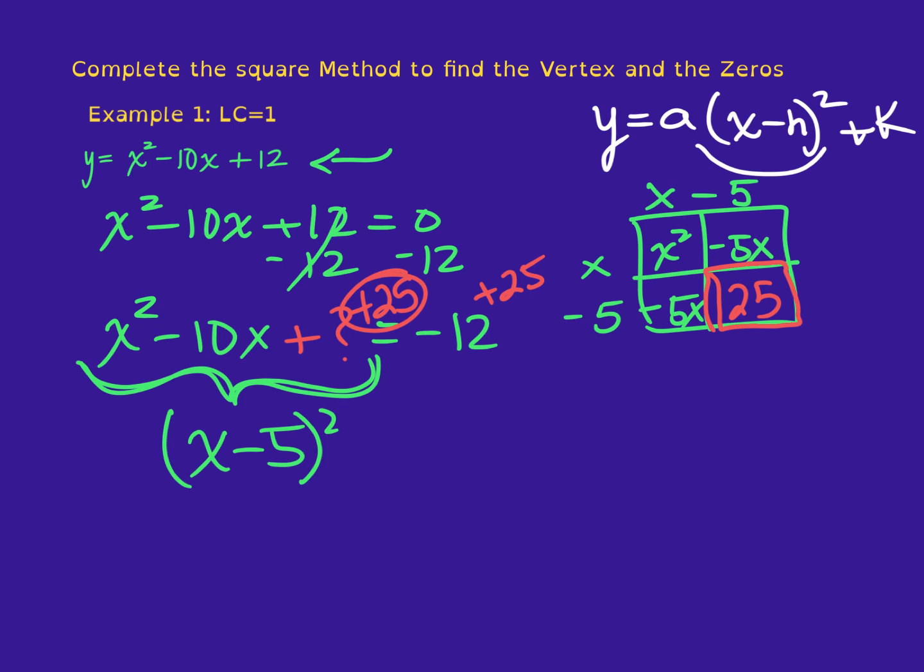Good. So now I need to compute the right-hand side of my equation. What is 25 minus 12, or negative 12 plus 25? I'm left with 13, positive 13. Now I'm not quite done.